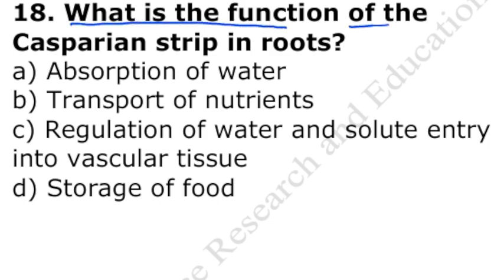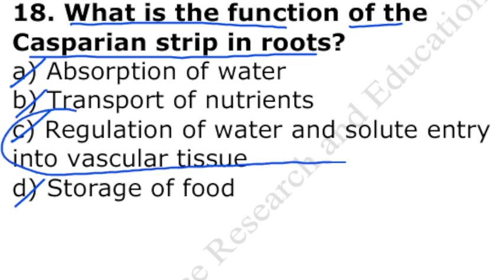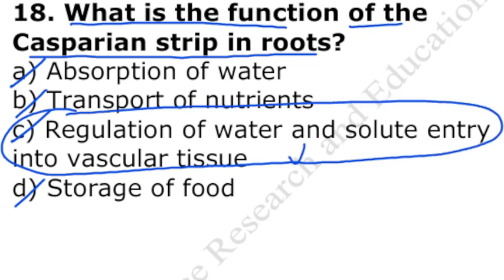What is the function of the Casparian strip in roots? Absorption of water, transport of nutrients, regulation of water and solute entry into vascular tissue, storage of food. The main function of the Casparian strip is to regulate the water and the solute entry into the vascular tissue. That basically ensures the water uptake in an efficient manner.